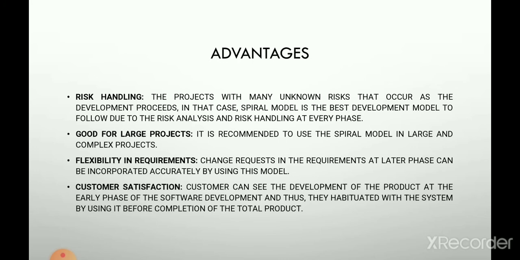The first advantage of the spiral model is risk handling. Means through this model the developer can handle the risk, and this type of model can be used in large projects, and the requirements can be changed in a later phase also. And in this type of model, the customer can use the software very early, so the requirements are clear, and the customer also becomes habituated with the project. These are the main advantages of the spiral model.